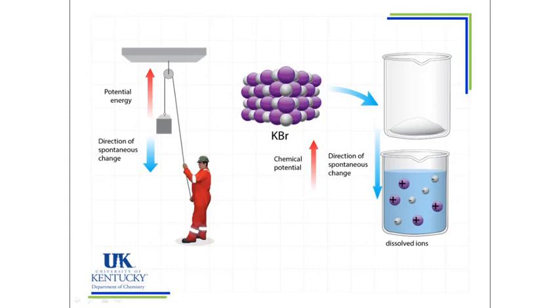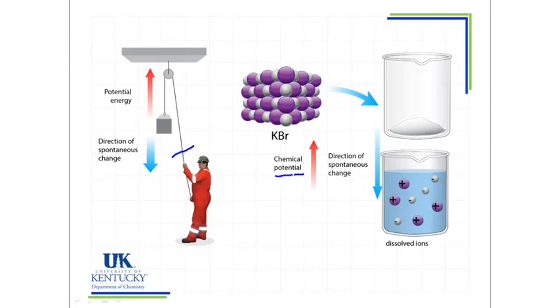If we're lifting a block, we see that it has potential energy based only on its position. If I were to let go of the rope or cut the rope, what we're going to see is that the block will fall. That's the direction of spontaneous change, because I'm dispersing energy as that potential energy is converted to kinetic energy and heat through any friction that may occur.